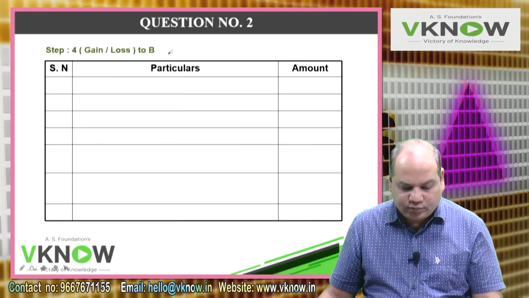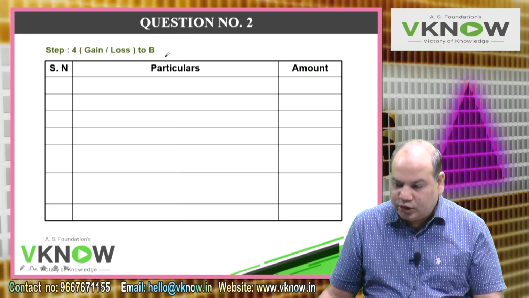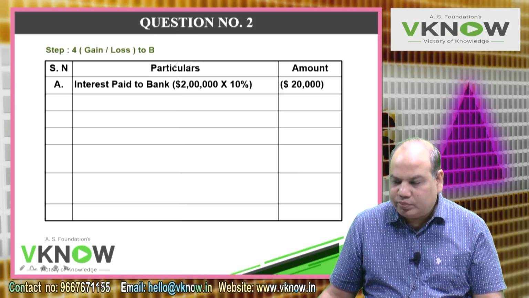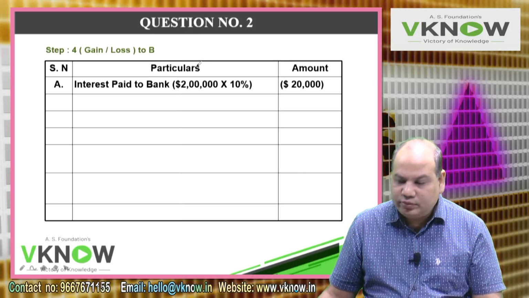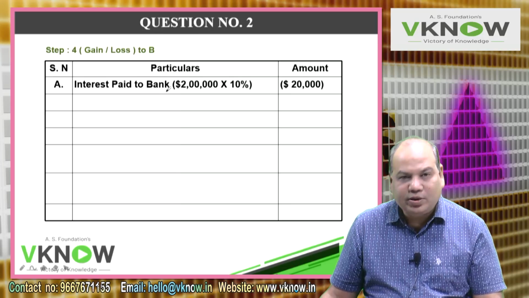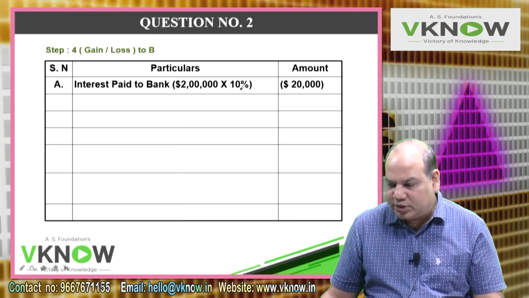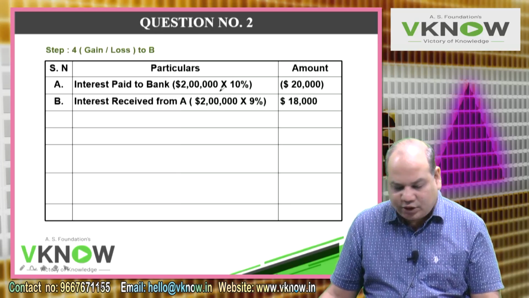Gain or loss to B. Serial number, particulars, amount. B has originally borrowed in dollar. So first 3 lines we will calculate in dollar, then we'll convert into yen. So point number A, interest paid to its bank. Interest paid by B Limited to its banker. 2 lakh into 10%, that is 20,000.